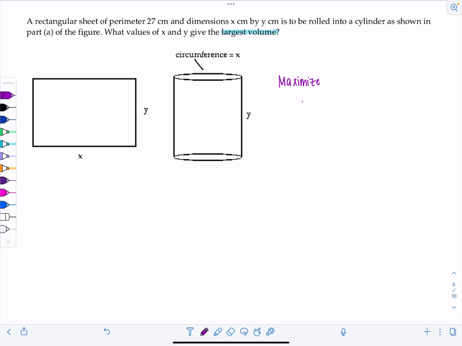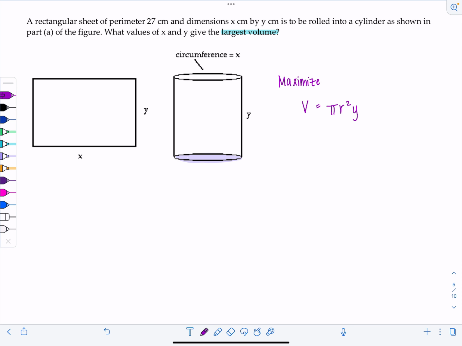So maximize volume. You remember the formula for volume of a cylinder? Area of the base times height. In this case, the base is a circle. So area of the base would be pi r squared. And then the height is y. Nothing is looking good right now because we've got way too much going on. R's and Y's, what in the world?